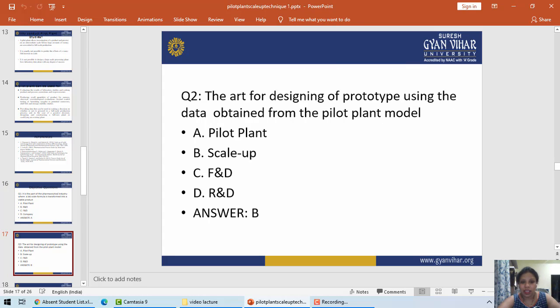Next: the art of designing a prototype using the data obtained from the pilot plant model. There are four answers: either it is pilot plant, scale up, F&D, or R&D. Obviously it is scale up, so don't confuse these two, pilot plant and scale up, because it is the art of designing a prototype using the pilot plant data. If we are using pilot plant data for the designing, that is known as scale up, not the pilot plant.